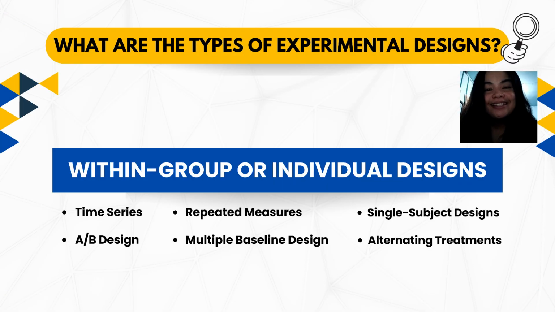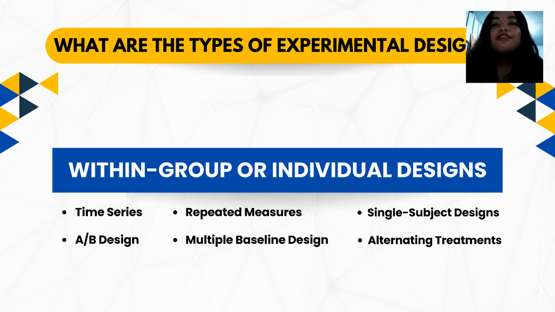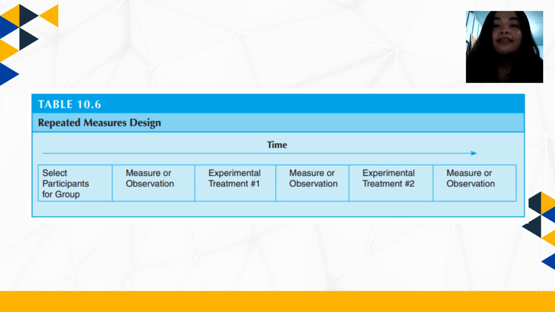Following time series is repeated measures. It involves one group getting different treatments, with each person acting as their own control. We compare performance under different treatments. So repeated measures helps avoid threats to validity related to comparing different groups.